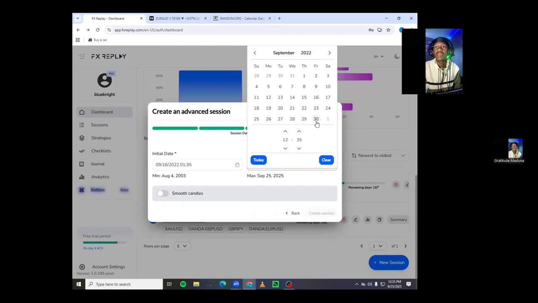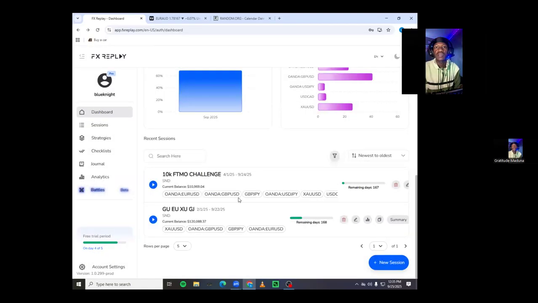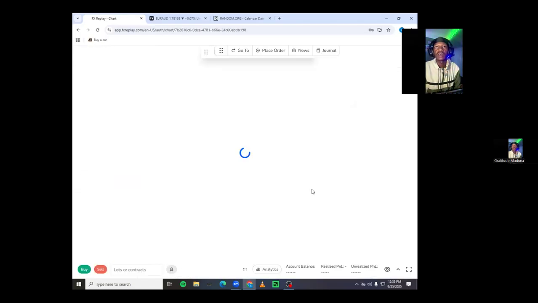September, we're starting at 16. Let's just end at the date here. And then let's create the session. And pretty much, yeah, let's start our backtesting session.